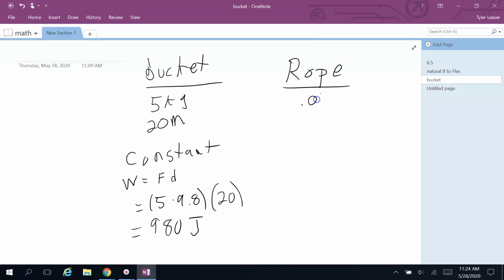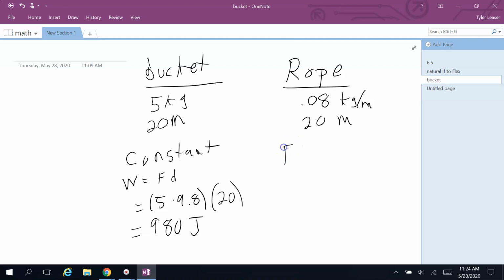For the rope, it gives us the density of the rope, which is 0.08 kilograms per meter. So that was just given to us in the question. And then the rope itself, we are also lifting 20 meters of the rope up. But it's not 20 meters of rope the entire time. As we pull on the rope, it actually gets less and less. So we have to take that into consideration.